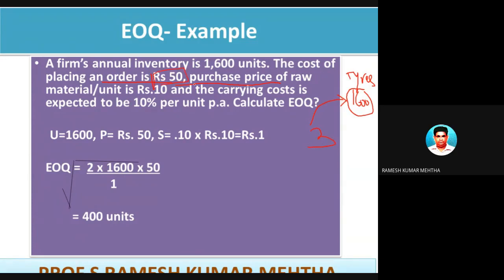Next one is you want to purchase the raw material. This is tire. The cost per unit of tire is 10 rupees per unit. And it is told in the problem that the inventory carrying cost, or storage cost we can call it, is 10% per annum.